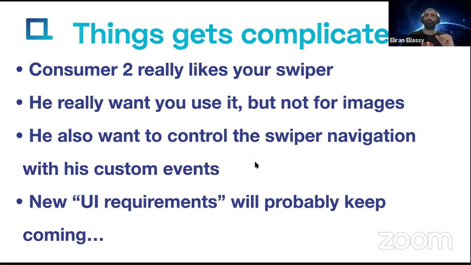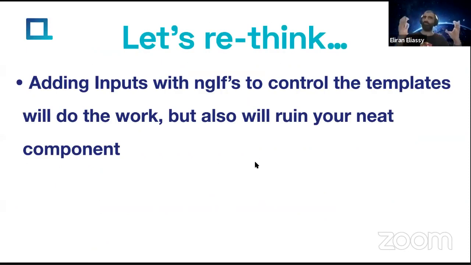Now, as I know consumer2, UI requirements will probably keep coming. So let's rethink. How can I solve it? The first thing that comes to my mind is to add some inputs. Let's check if I'm passing an array of image objects, or if I'm passing an array of strings. So I can check with ngIfs and add another input, but then I'm going to ruin my neat component, which is functional. My functional component is just to swipe full slides and not support many templates.